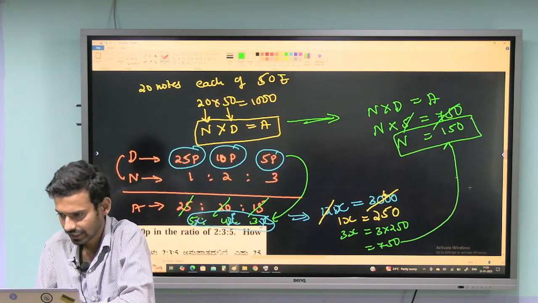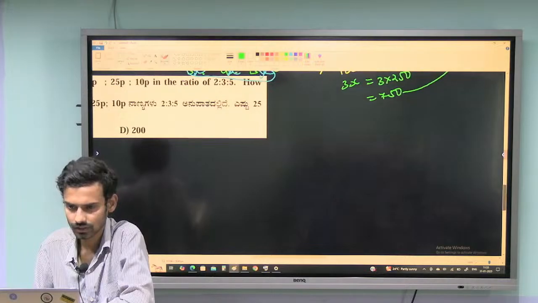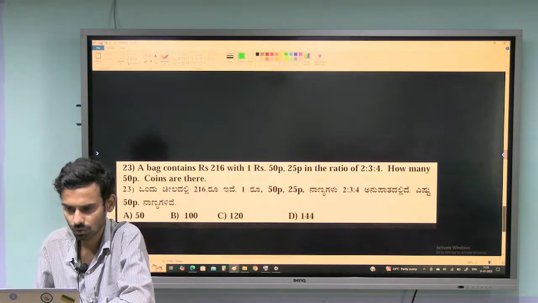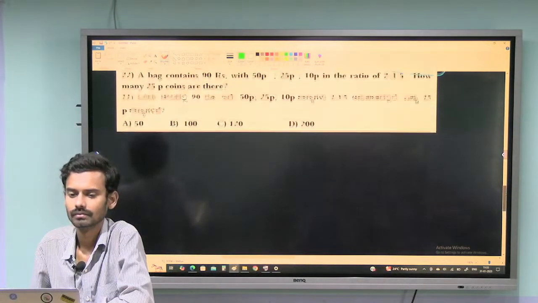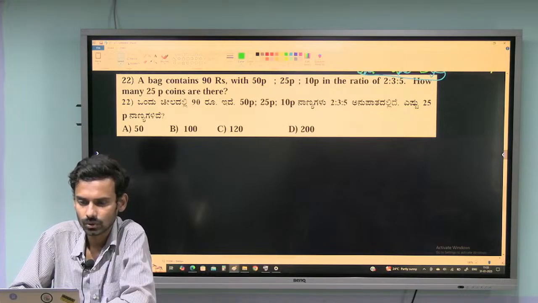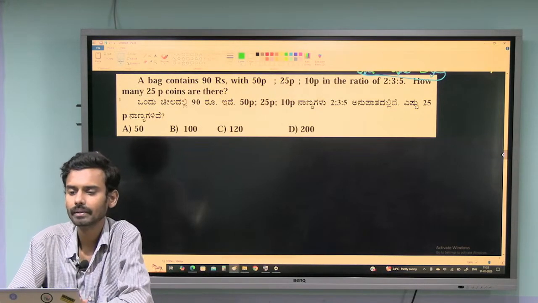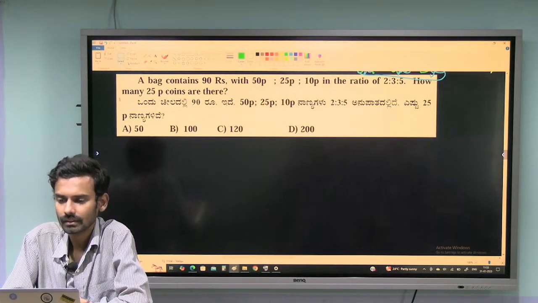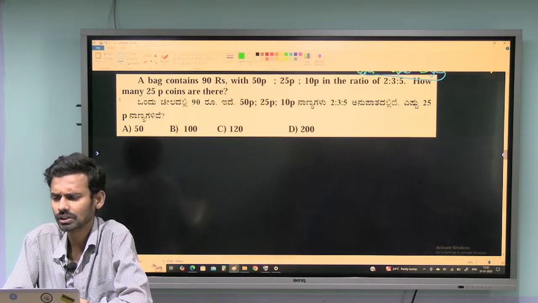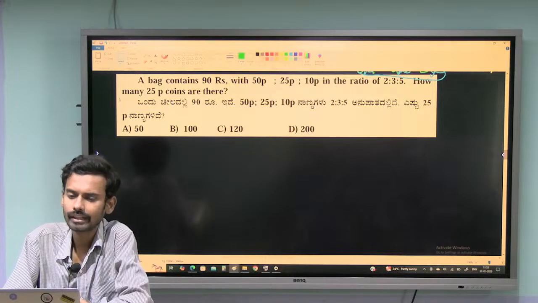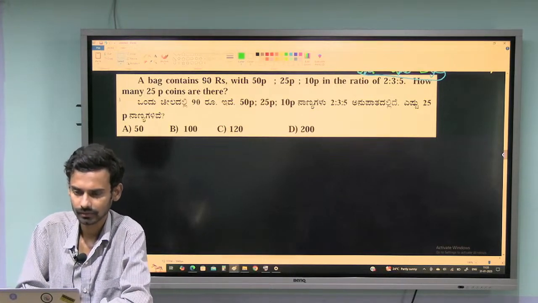So similarly, I have taken one more question on the same concept. I think I have taken 2 more questions, yes. A bag contains 90 rupees in 50 paisa, 25 paisa and 10 paisa coins. These 50 paisa, 25 paisa and 10 paisa are what? Denominations. Then the ratio 2 is to 3 is to 5, this ratio is nothing but the ratio of coins. How many 25 paisa coins are there?